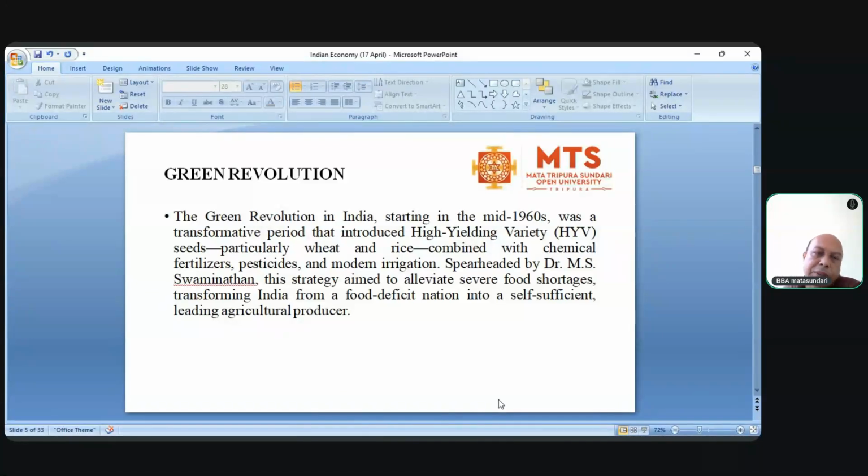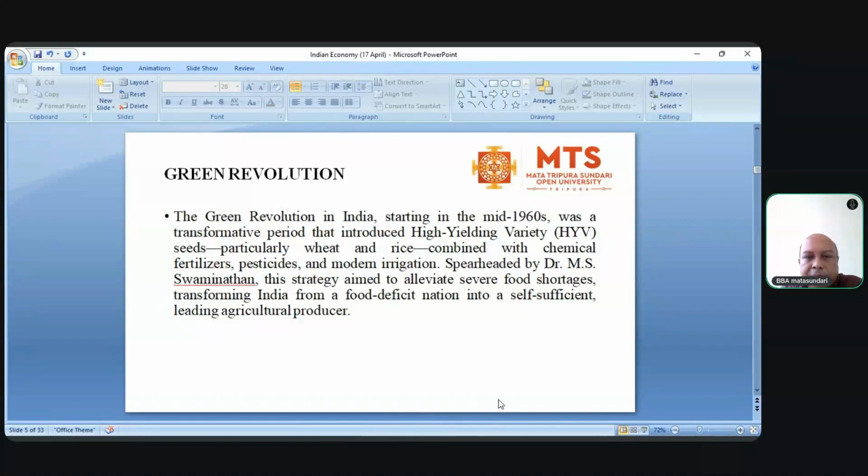During the planning commission period, the Indian government thought the government would spend more money for agricultural reform in India. And for this reason, the Green Revolution was introduced after 1960. The Green Revolution was basically introduced in Punjab, Haryana, and the western part of Uttar Pradesh.